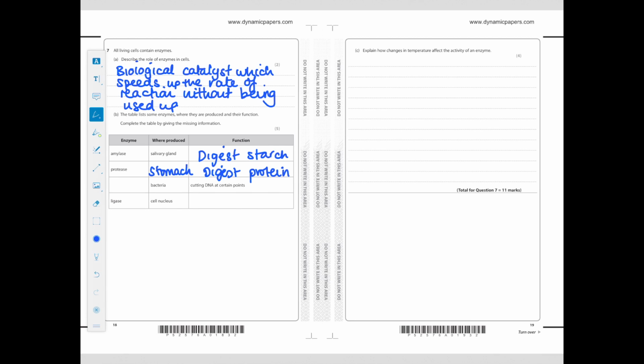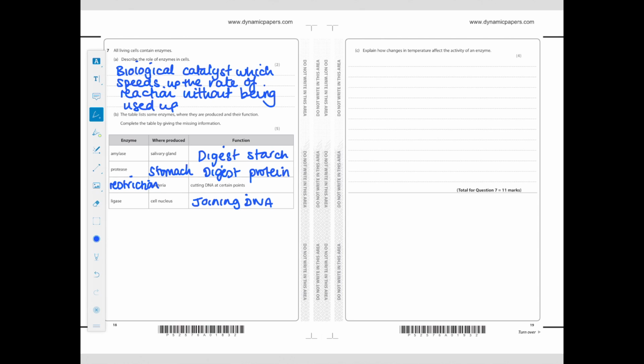We're now after an enzyme found in a bacterial cell, and its role is cutting DNA at certain points. So this is the genetic engineering part of the specification. So we're looking for the restriction enzyme here. And linked with this is the enzyme given below, ligase. It's found within the cell nucleus. Well, what's its job? Remember, it was to stick the sticky ends together of that DNA. So it's going to be joining DNA.